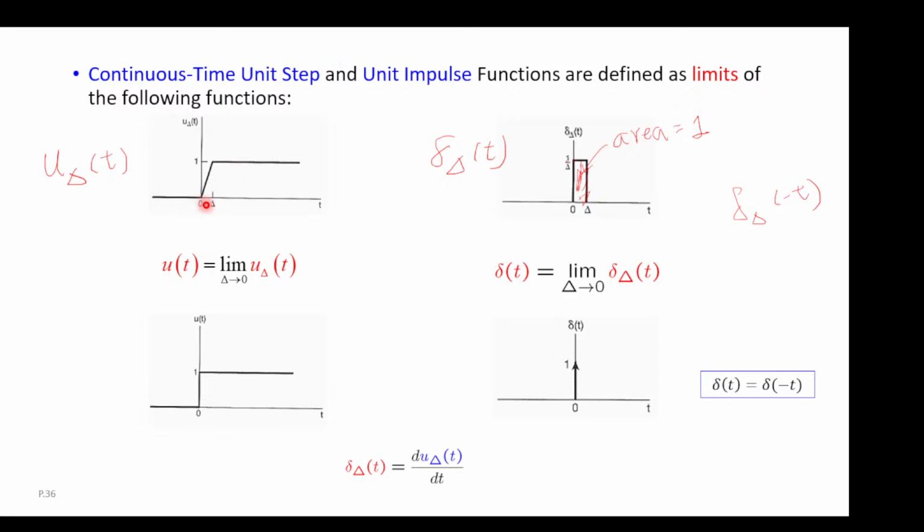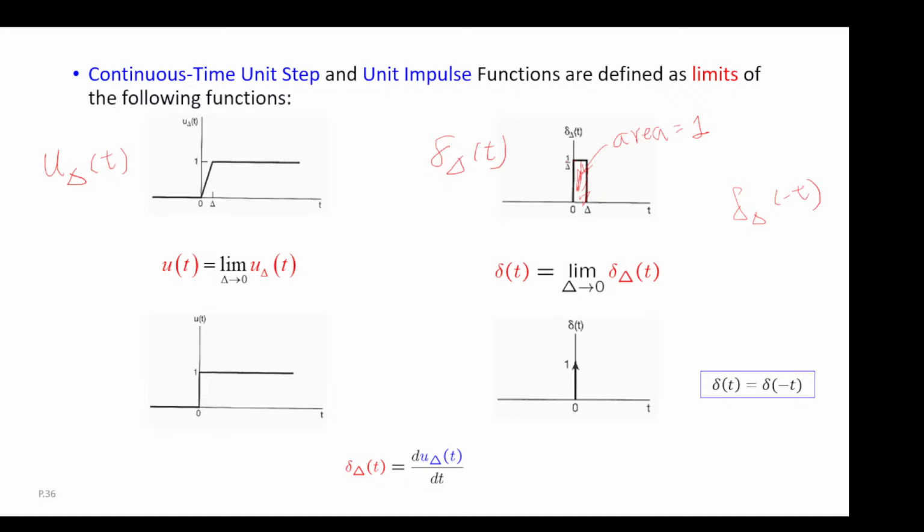So this is 0 here, and then delta and the triangle here. As the triangle gets smaller and smaller, this slope gets steeper and steeper.